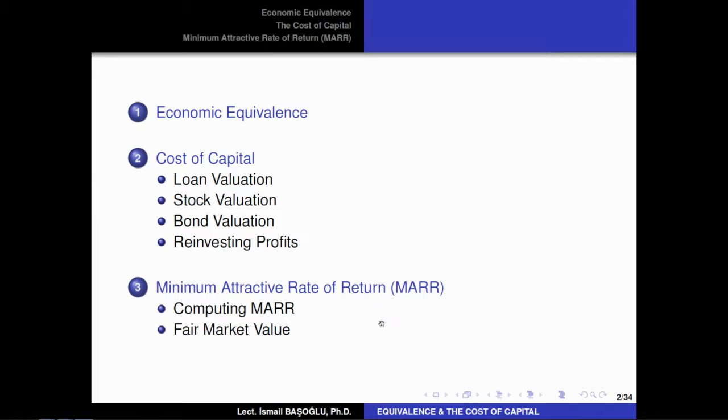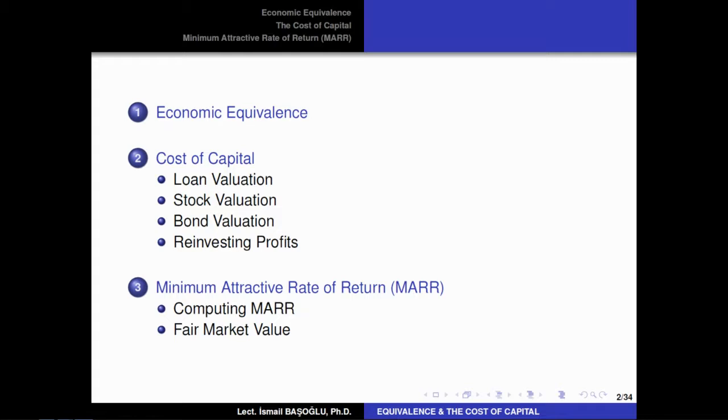Finally, in the last phase of our course, we are just going to have a passage through the next chapters. We are going to define the term minimum attractive rate of return, and this term is just going to be used in the following weeks again and again. Therefore, it is very important to understand the definition of this term. And we are going to learn how we can compute the minimum attractive rate of return. And a term that is called the fair market value will also be introduced in this chapter.